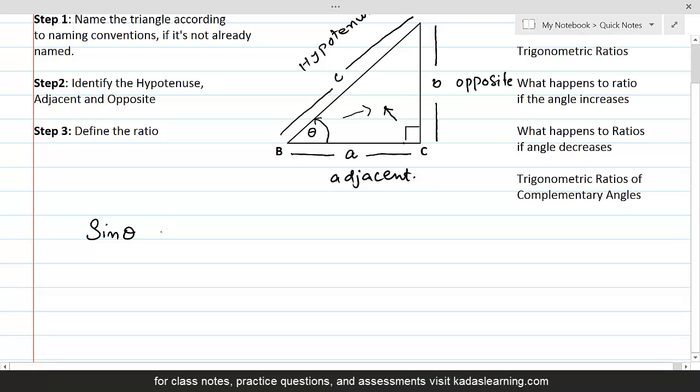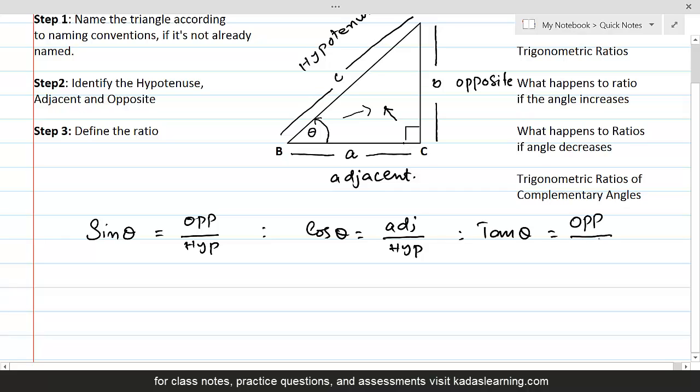Sine theta will be equal to opposite over hypotenuse, and cos theta would be equal to adjacent over hypotenuse, and tan theta would be equal to opposite over adjacent.